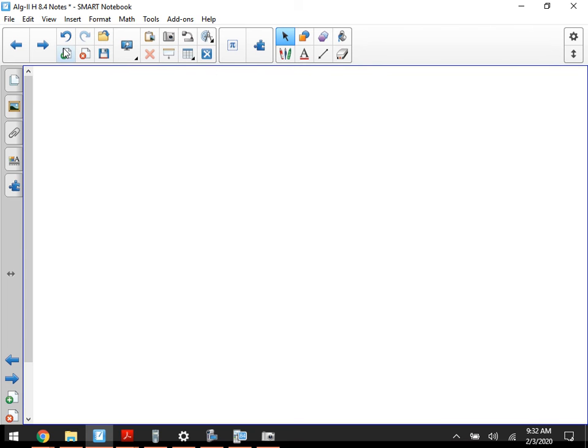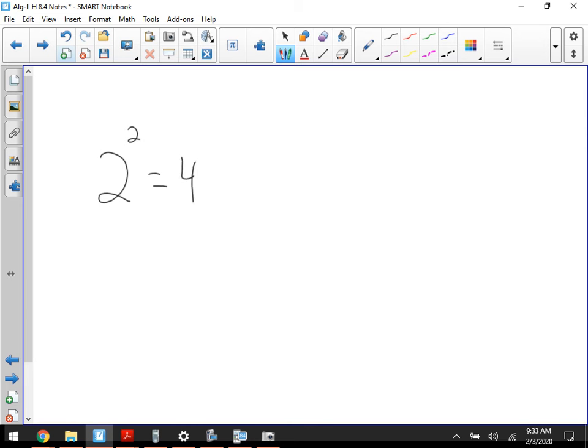Allow us to do this. What's that? 4. Okay, good. What's that? 8. Okay. Logs allow us to do this. 2 to what power is 6? Oh. Yeah. That's where logarithms come into play.